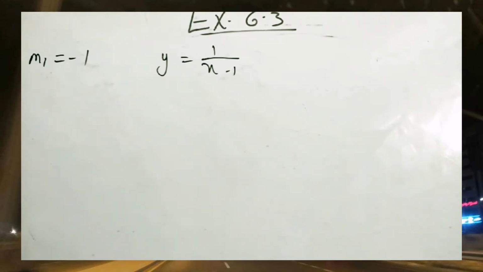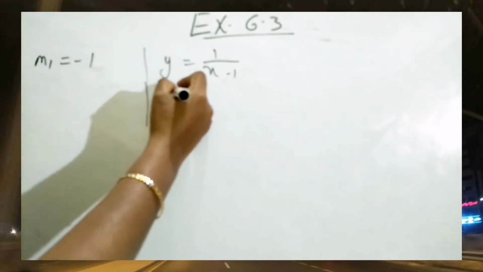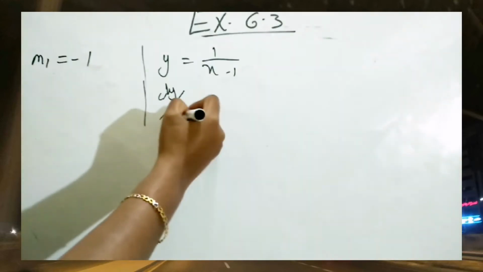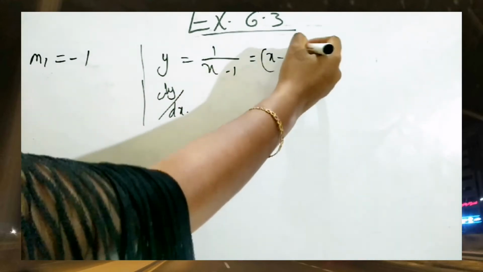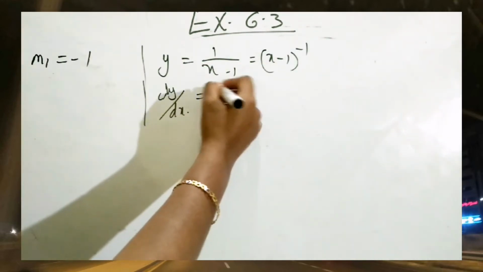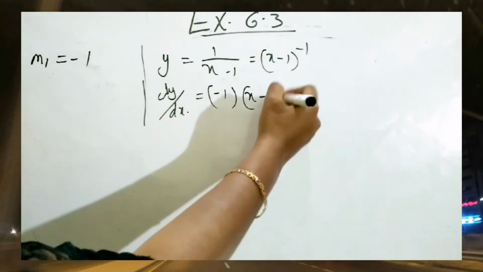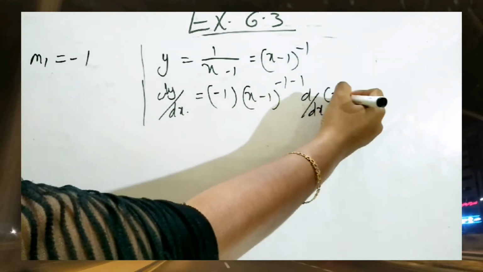The slope is minus 1 and the speciality is that the line should be tangent to the curve y is equal to 1 divided by x minus 1. So what is dy by dx? Dy by dx is the derivative of 1 divided by x minus 1. We can write it as x minus 1 all raised to minus 1, and this is equal to minus 1 into x minus 1 all raised to minus 1 into dy dx of x minus 1.